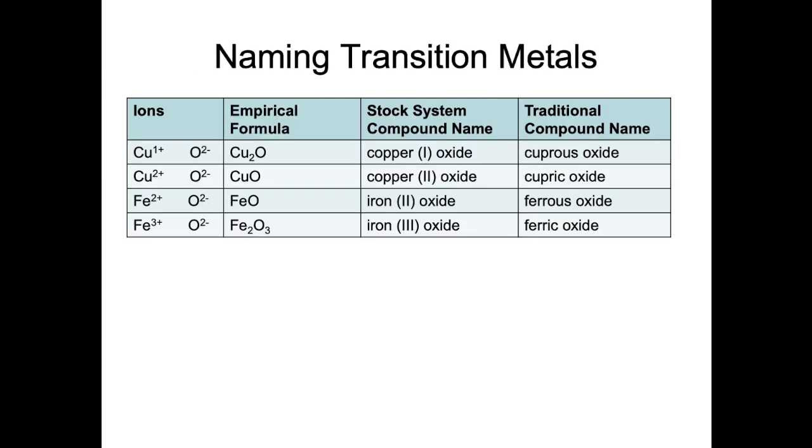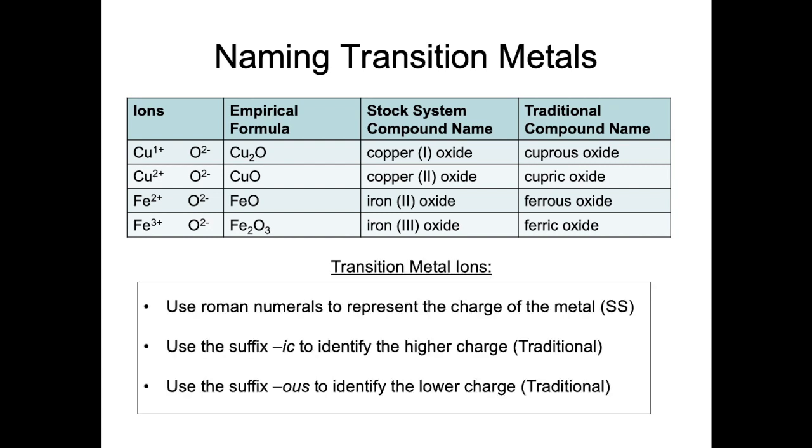Now, naming transition metals gets a little bit trickier because transition metals can form multiple ions. So we need a way to differentiate between the various ions that a particular transition metal can form. And there's two ways that this is done. The first way is with the Stock system. And the Stock system simply uses Roman numerals to represent the charge.